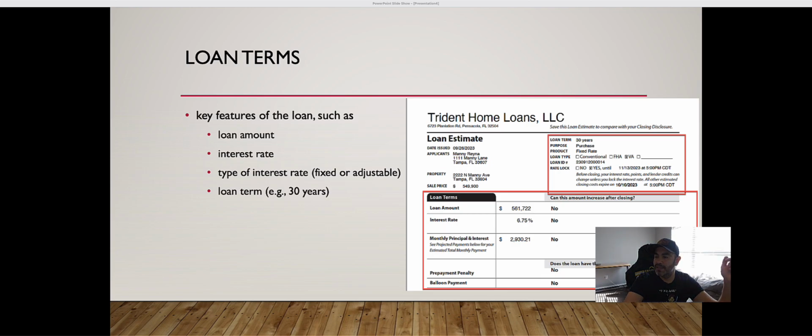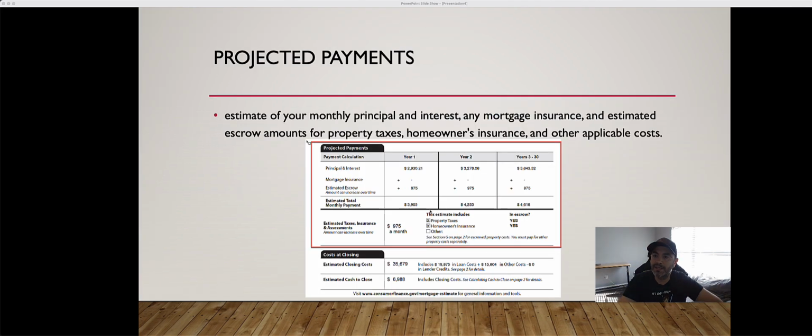Then pay attention in here to see, when you're asking to be locked after you go under contract and you get that loan estimate, see if it's locked. So it should say yes, how long you're locked for, and then loan terms, this is going to be the total loan amount, the interest rate that you were locked at, and then what your monthly payment is looking like. Projected payments, this will break it down as to what your monthly payments are looking like.